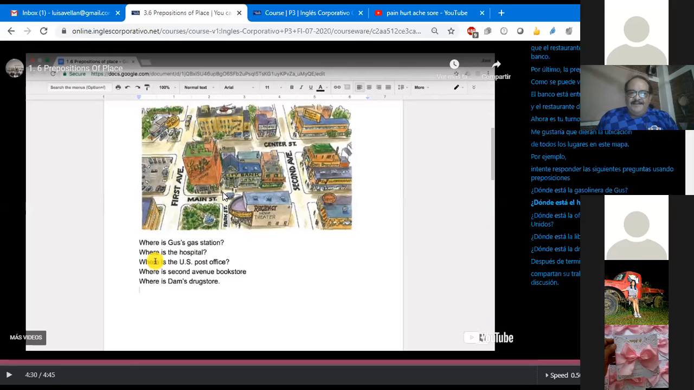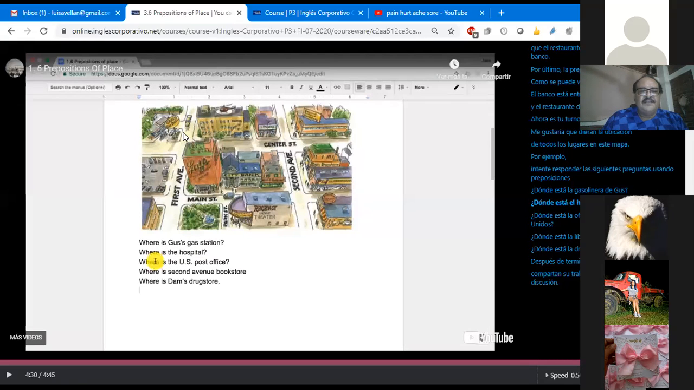Okay, gracias. But then when you see here, for example, where is Gus's gas station? It's on the corner of First Avenue and Center Street. They give you the names of the two streets that make the corner. Where is the gas station? It's on the corner of First Avenue and Center Street. Where is the hospital?